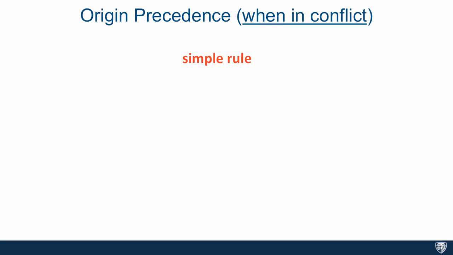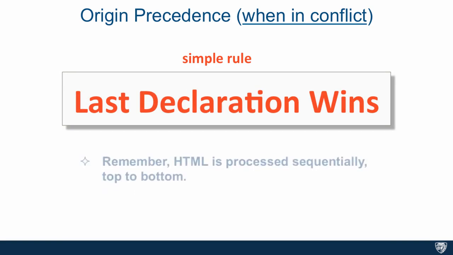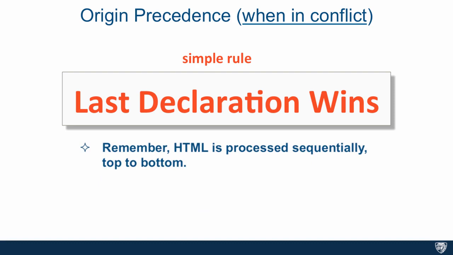When two declarations are in conflict, in other words, they specify the same property for the same target, the origin precedence rule kicks in. And it's a very simple rule. The last declaration wins. Now, when trying to figure out what the last declaration is, you have to remember that HTML is processed sequentially. That means top to bottom. So as you see the declarations happen, the lower on the page they are, the more precedence they have.